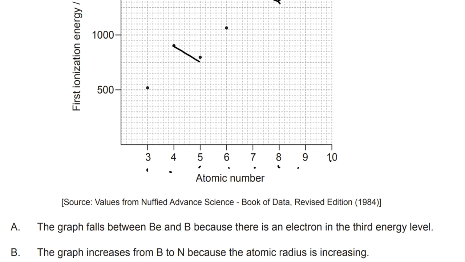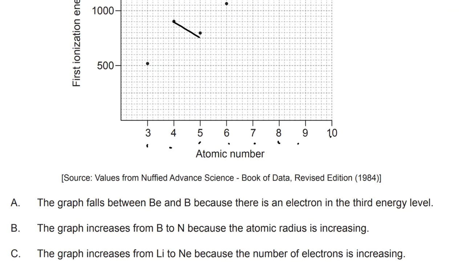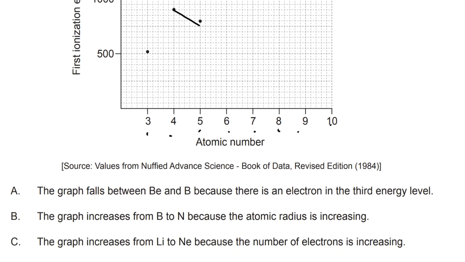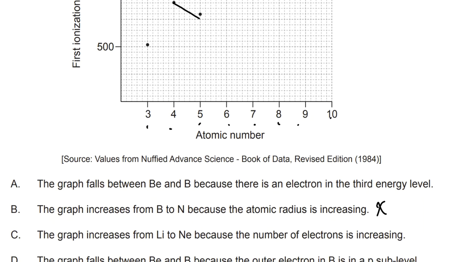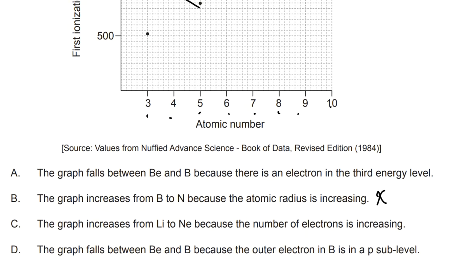The graph increases from boron to nitrogen because the atomic radius is increasing. That does not make sense. If atomic radius increases, electrons are further away from the nucleus. Electron to nucleus attraction is lowered, so it would be a lower ionization energy, not increasing. This option's eliminated. The graph increases from lithium to neon because the number of electrons is increasing. That does not make sense because there are literal falls between these.